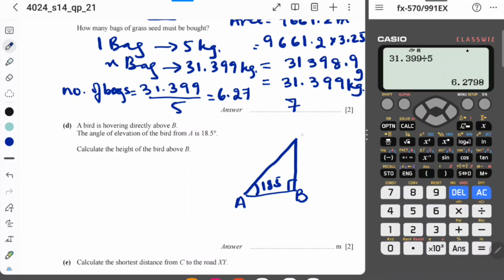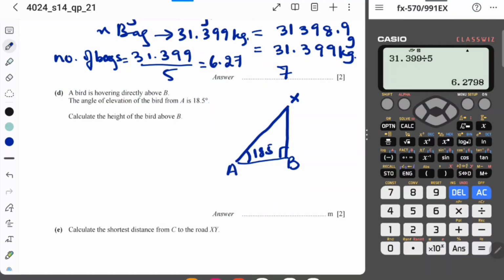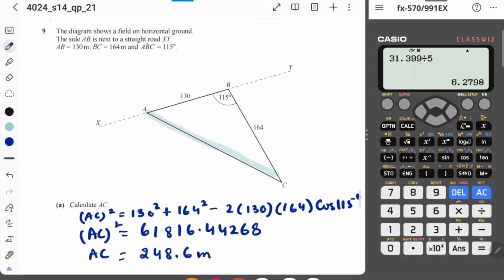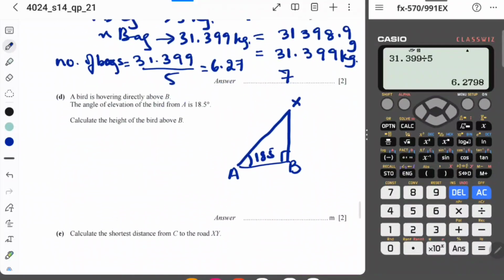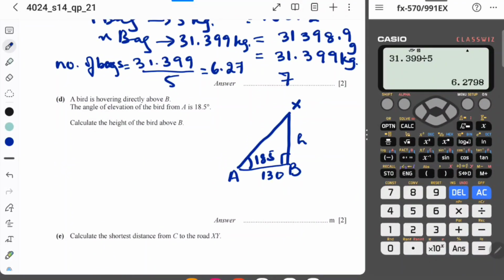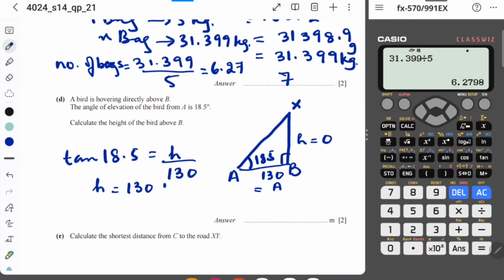All right. Calculate the height of the bird above B. Okay. Or for example, the bird is X, so you will have to find out the height. Let's see the diagram, AB or AX if it is given. So go above and check. Your AB is given here, which is 130. Okay. So just put 130 for AB, and this is the height required. So obviously you will take tan, because the opposite side is this much and this is your adjacent side. So tan of 18.5 is equal to the height upon 130. So the height will be equal to 130 times tan of 18.5.